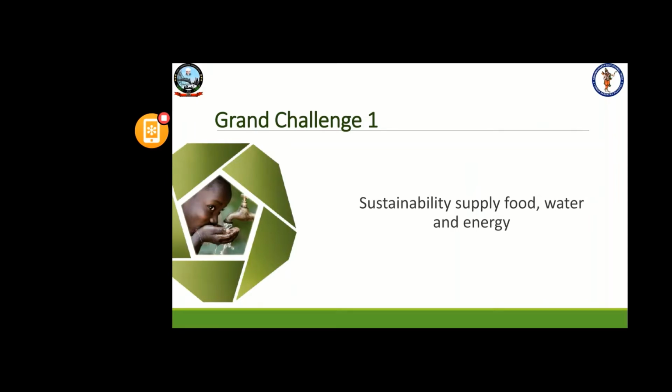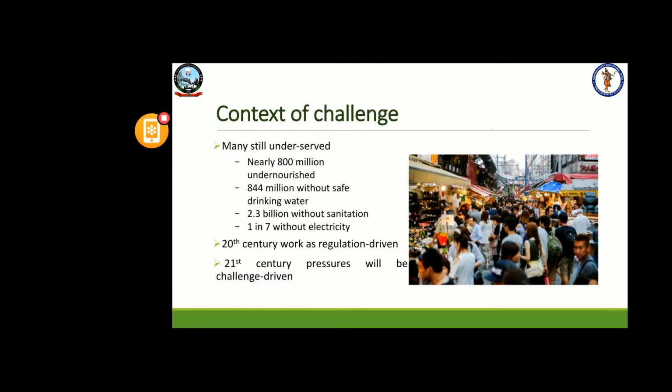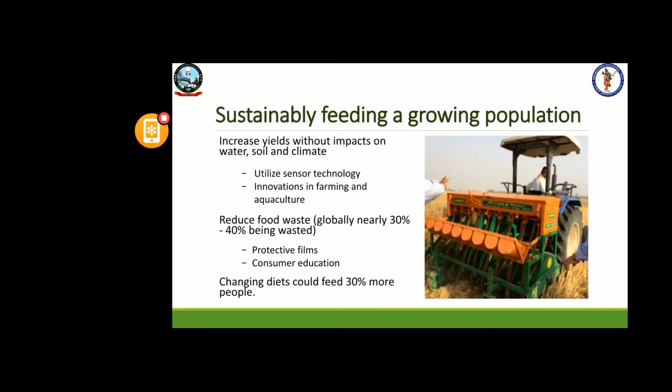Nearly 800 million people are undernourished across the globe, 844 million are without safe drinking water, and 2.3 billion are without sanitation. This is the present scenario. The 20th century regulations are not going to satisfy the needs of 21st century pressures. To overcome these pressures, we have to go for advanced techniques in the environmental engineering field.